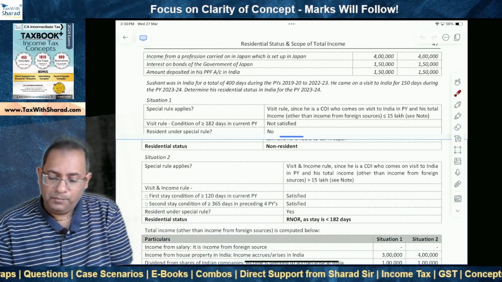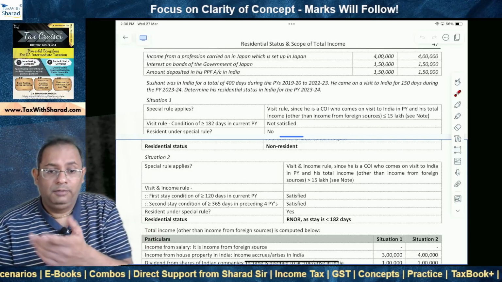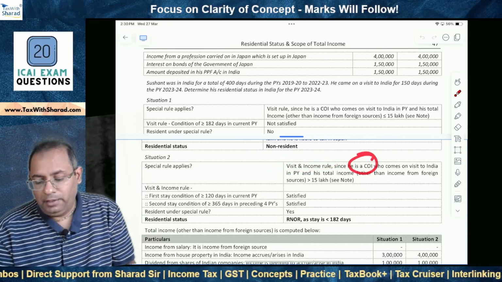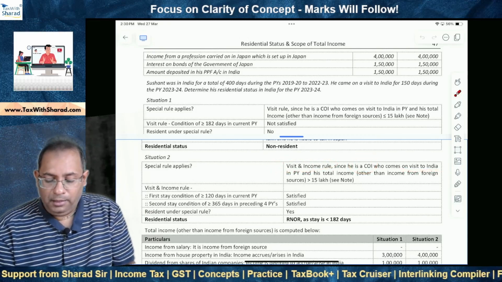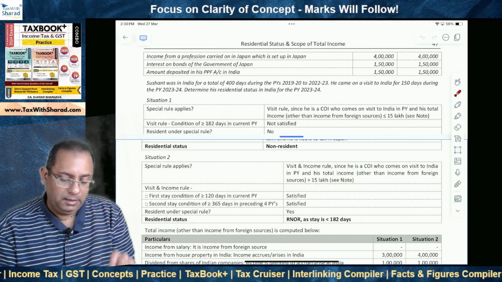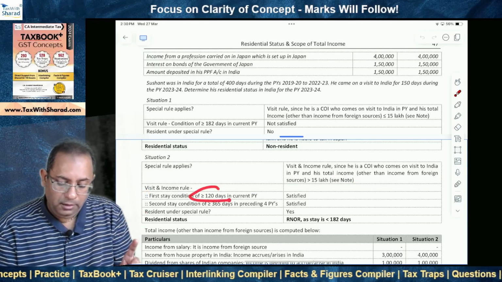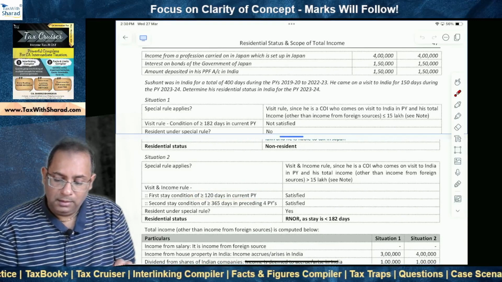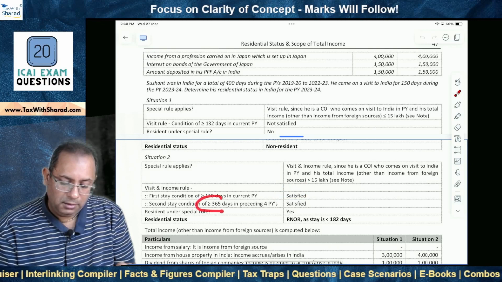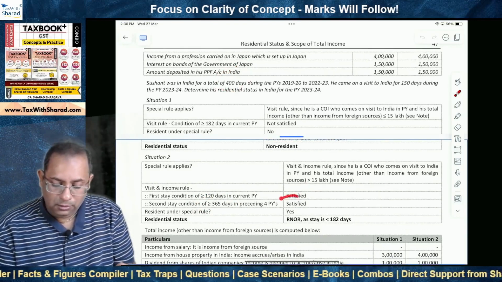In situation 2, facts remaining the same, the total income other than income from foreign sources is more than 15 lakh as we computed. So the visit and income rule will apply. Since he is a citizen of India who comes on a visit to India and his total income other than income from foreign sources is more than 15 lakh, he will become a resident if the two basic stay conditions are satisfied. First is that he should be 120 days or more in the current previous year. Since it is 150 days, this is satisfied. The second stay condition is that he should be 365 days or more in the preceding 4 previous years. It is 400 days. So this is also satisfied.